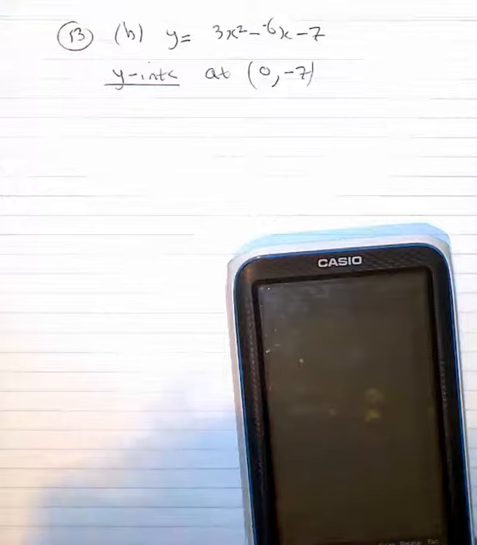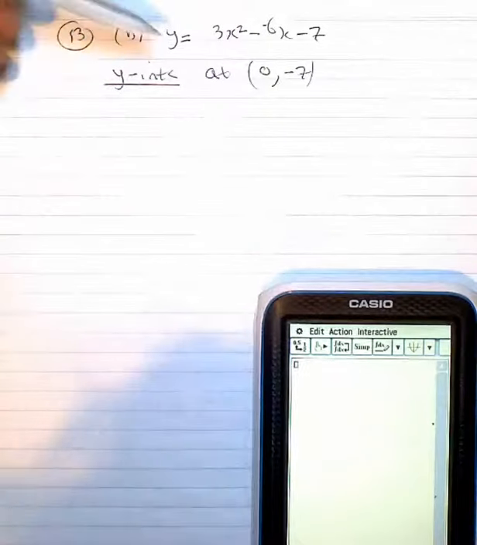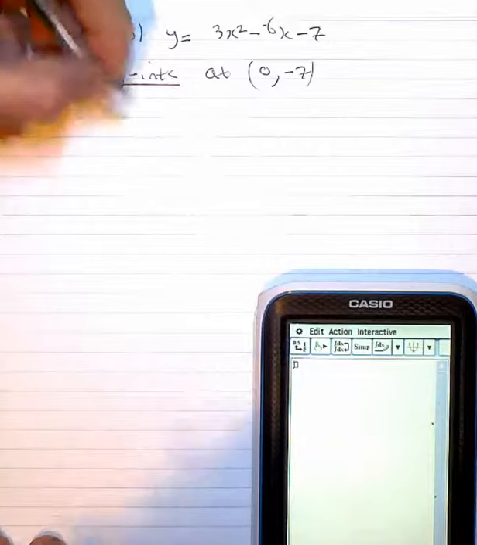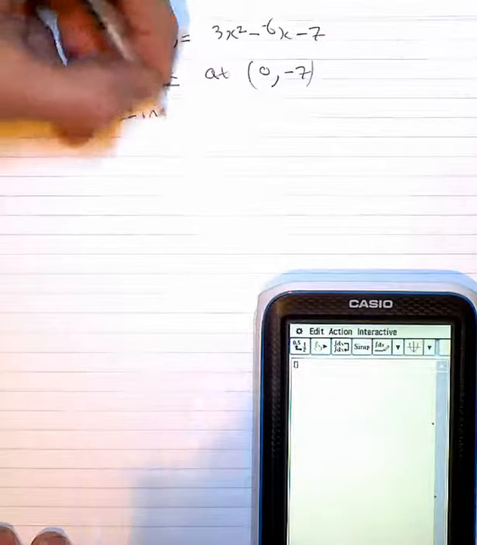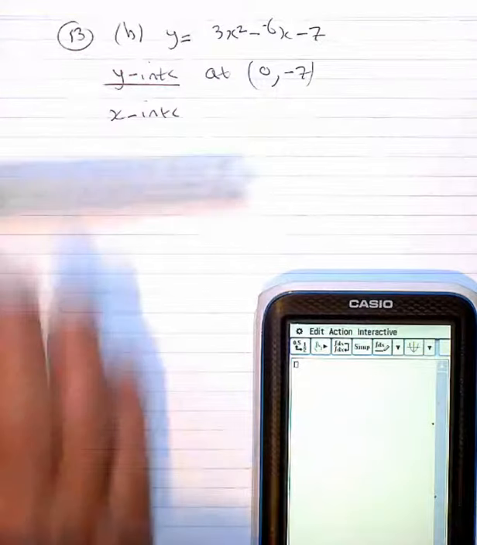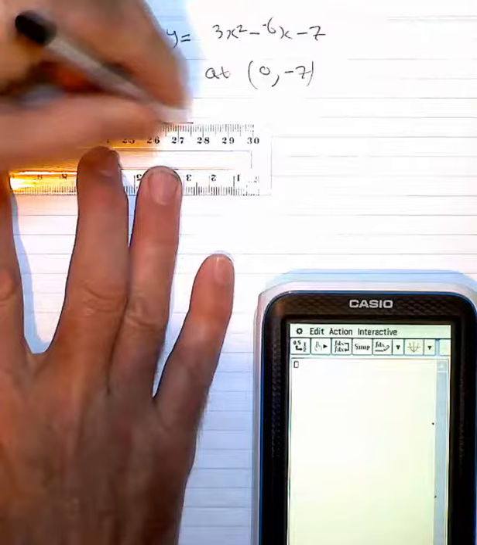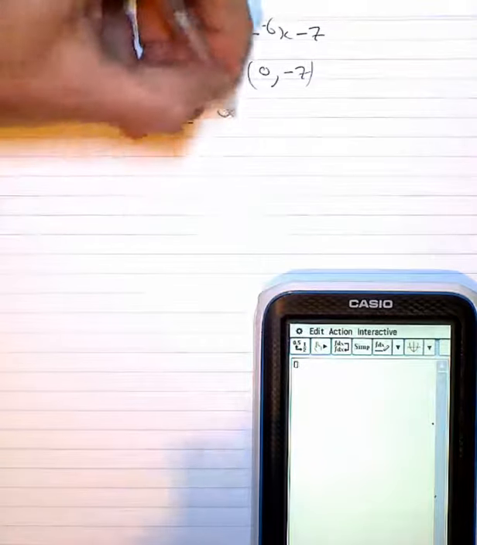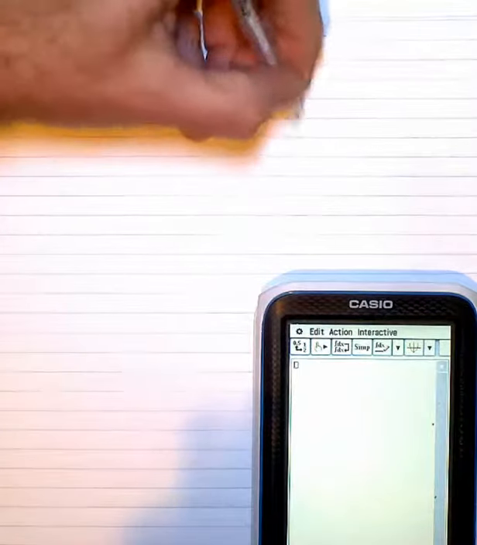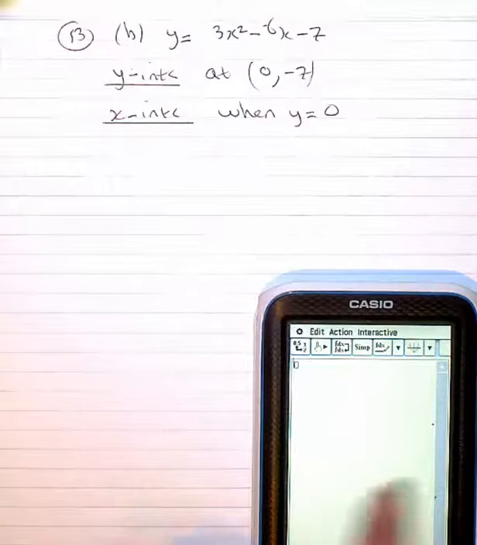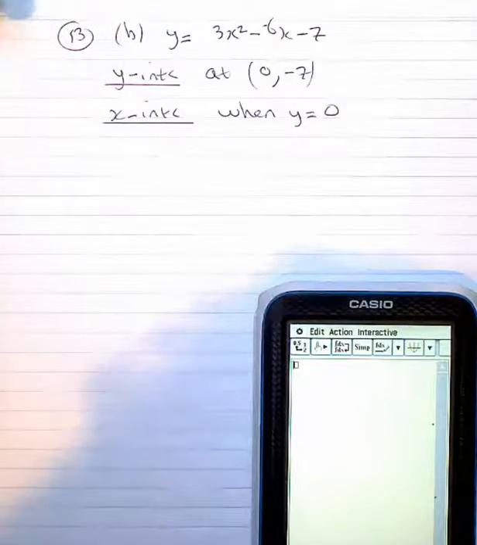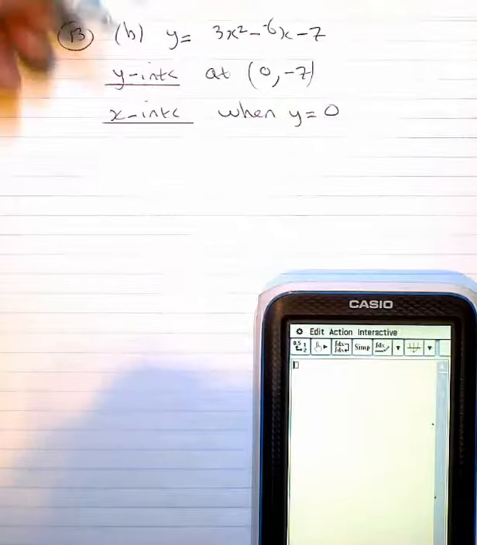Moving on to 13b, I've got the case here where I can easily spot the y-intercept. When I try to find the x-intercepts, I'm going to have to make use of the general quadratic formula in order to do that. It's a little bit messy, but we'll proceed through with it. It occurs when y is equal to 0. Now please notice you can use your calculator to assist you and also to double check your answers as you go.